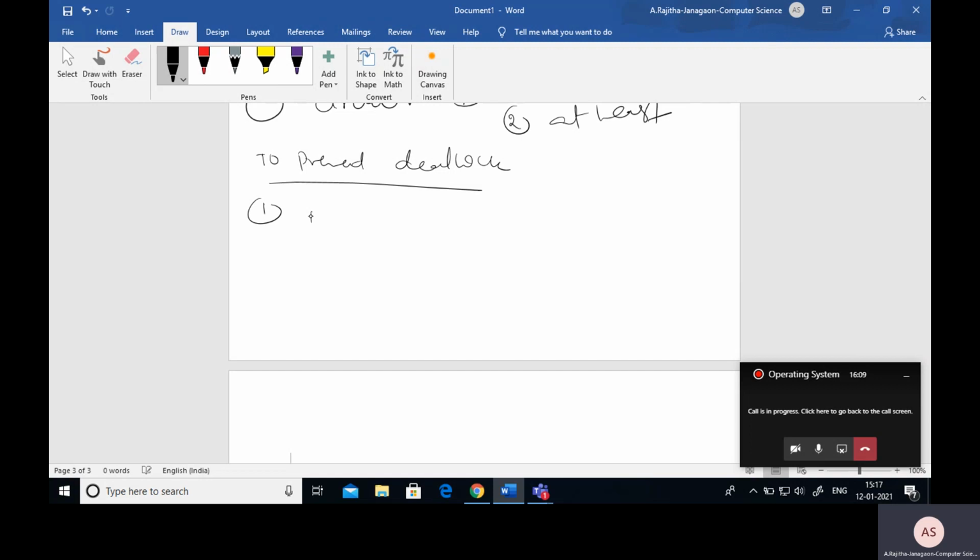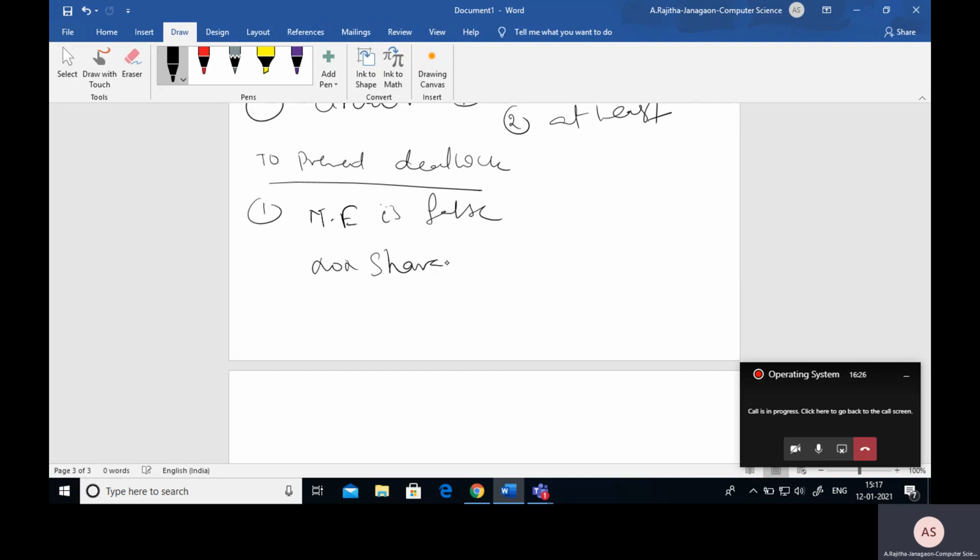So first is mutual exclusion. That is, make mutual exclusion false. Mutual exclusion ni false cheyali. Mutual exclusion false, nothing but what? So just to share the resources. That means, ante non-shareable. Mutual exclusion is nothing but non-shareable.